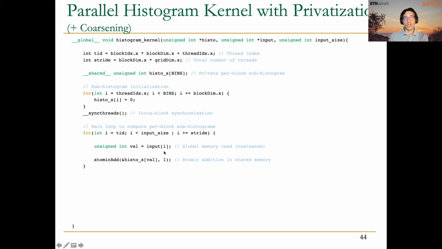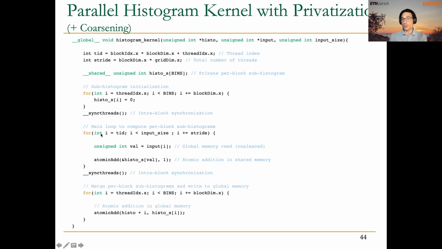going to the input image or the input array, reading one element. Every thread in the warp and every thread in a thread block reads a different element from the input, and then updates the corresponding bin of the private subhistogram. After we are done with this main loop, we synchronize to make sure that all threads of the block have updated the corresponding bins of the histogram based on the input elements that they read. And after that, we will perform the final reduction, in this case, using directly atomic operations in global memory. So we perform this final reduction to obtain the final histogram in global memory, that is this histo array.